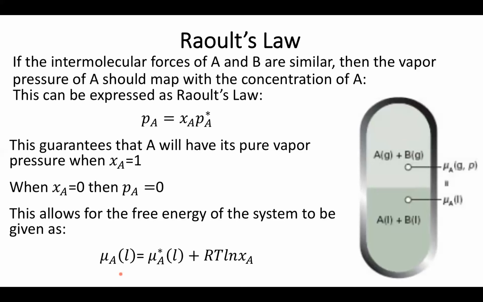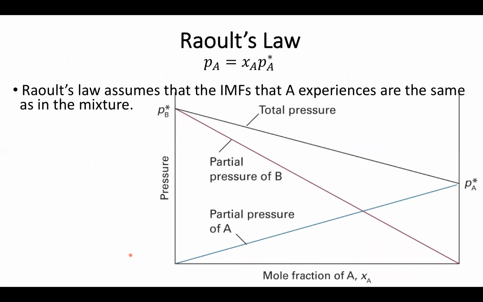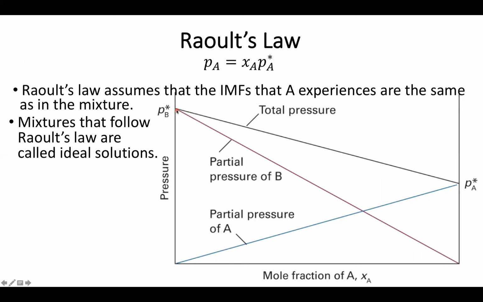It already has a lot of configurations it's adopting in the liquid phase, so it doesn't really want to do anything else. But one of the important parts of this Raoult's law is that it's making the assumption that the IMFs experienced by A are going to be the same in the mixture as they are in the pure species. And because of that, more or less what we're watching is this linear relationship.